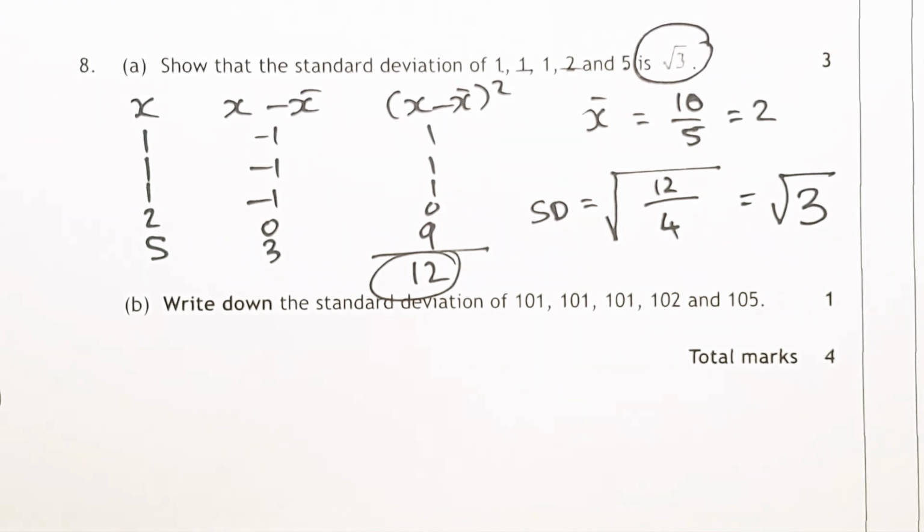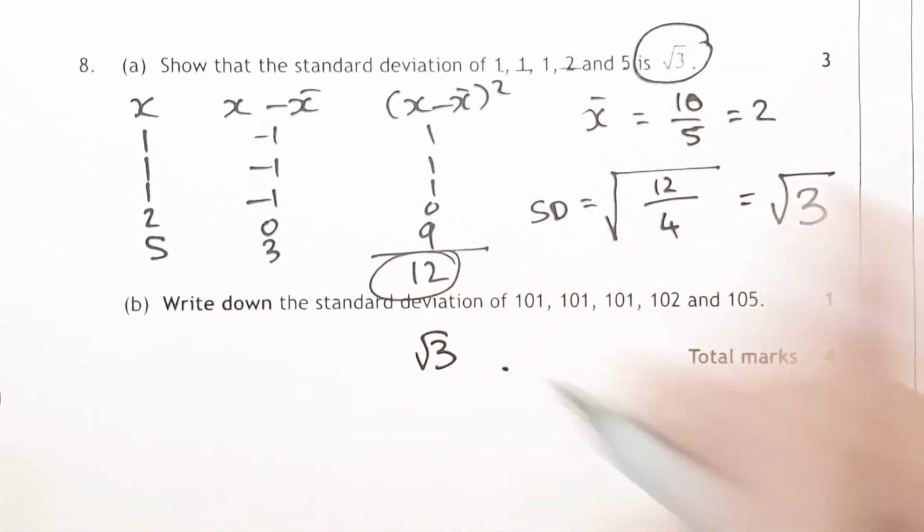Now, for the next part, what we have to do is write down. Write down basically tells us there's not really much in the way of working out here. So write down the standard deviation of all of these numbers. Well, all of them have been increased by 100, so every single one is 100 bigger. Because they're all being increased by exactly the same amount, the mean is going to be the same. If the mean's the same, the standard deviation is going to be the same. So it's still going to be root 3.